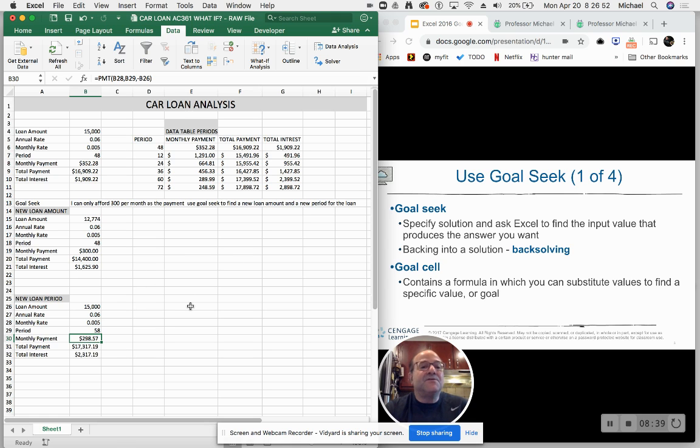Okay, so that's how you can use Excel's what-if analysis to analyze a whole bunch of different variations, changing one item and seeing how all the other items change. Take a look at it. I'm going to give you an assignment that's similar to this with everything blank, and you'll be able to do it on your own. Let me know if you need help.